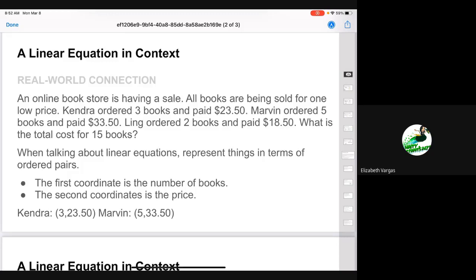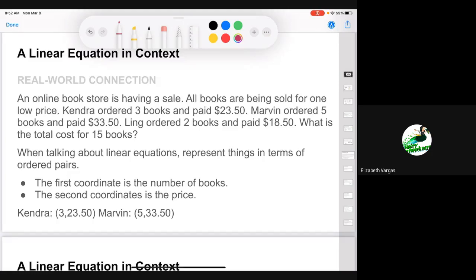So basically what we're trying to do is identify the relationship between books and how much they paid. So we want to identify how much each book is, okay? And the way that we're going to do that is we're going to identify two coordinates for things that represent how many books we paid for and the price we paid. And so here are my two coordinates. I'm going to use Kendra and Marvin. So when Kendra bought 3 books, she paid $23.50, right? That's basically what that coordinate is telling me. And when Marvin ordered 5 books, he paid $33.50. And so that's what that's telling me.